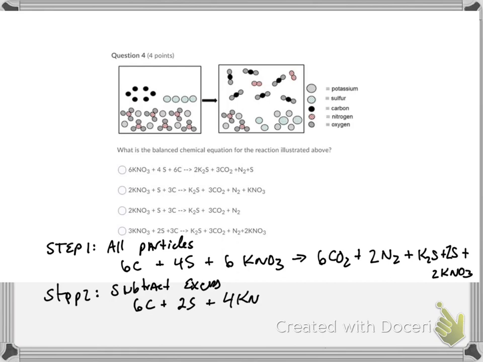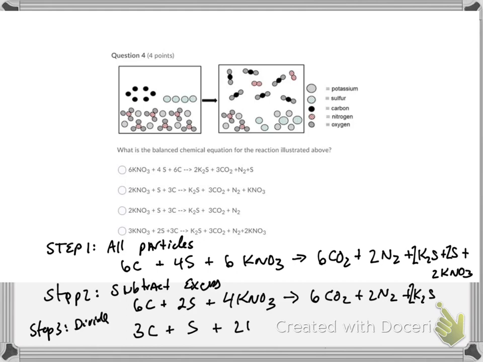So let's start doing that. What we're going to do is subtract the sulfurs from both sides, the 2s, subtract the KNO3s from both sides. There's the 2. That should have been there. And that takes us to step 3, which is divide by a multiple, and they all share the multiple of 2. We divide by 2, and we get the final step, which is 3 carbons plus a sulfur plus KNO3 make 3 carbon dioxides, 1 nitrogen, and K2S. Okay, so if you keep in mind these sequential steps, then all the problems you'll do will be pretty straightforward.